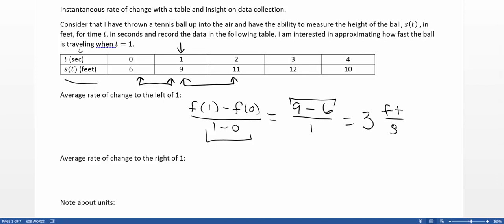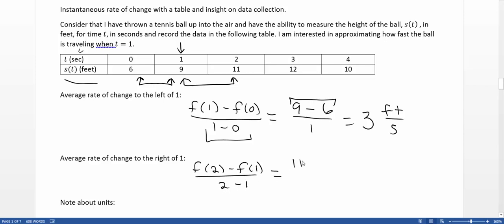I'm also interested in looking at the average rate of change to the right of 1, just like we did on our graph, because we want to look at smaller and smaller intervals around 1 on both sides. So to the right, I'm going to be looking between 1 and 2. So I'm going to do f of 2 minus f of 1 divided by 2 minus 1.